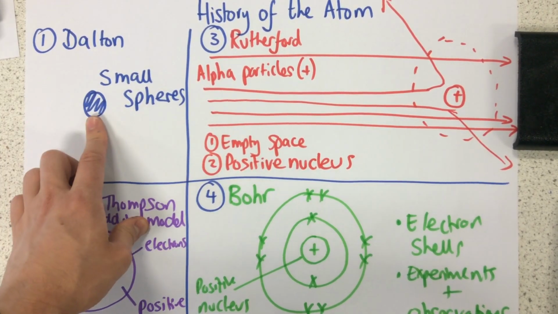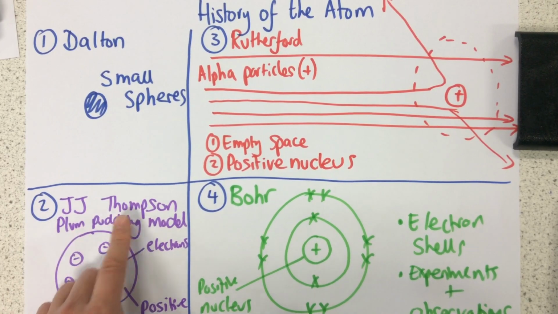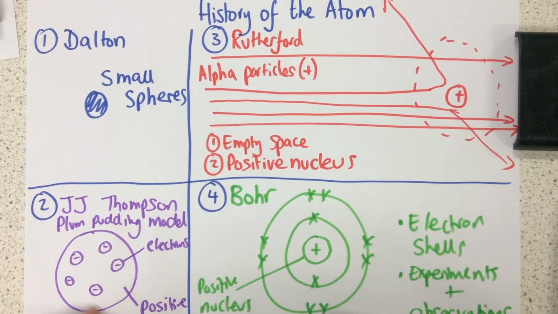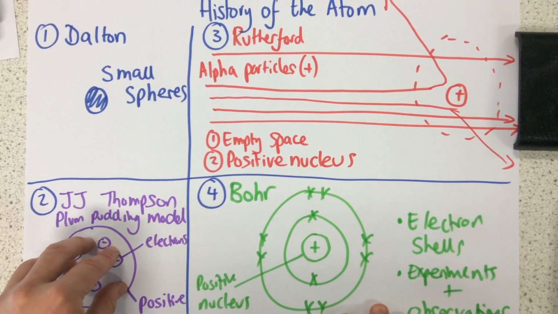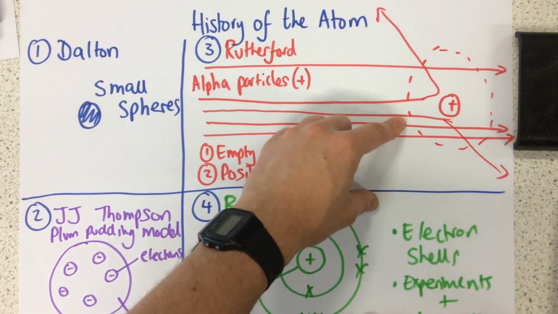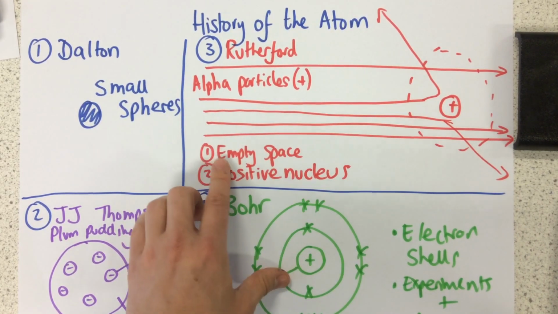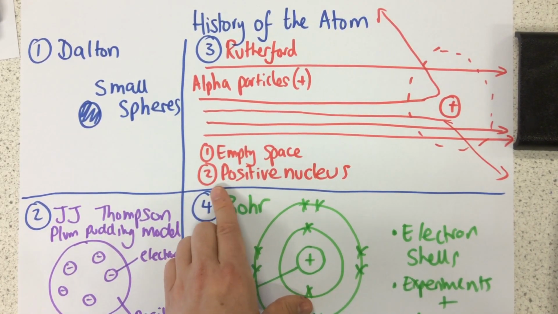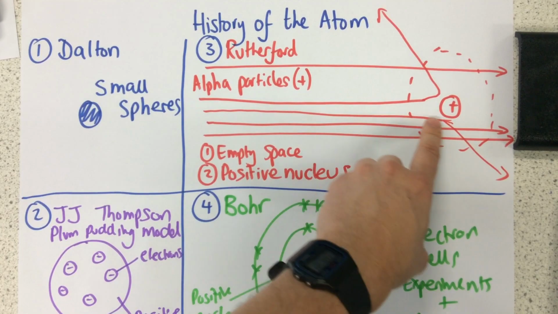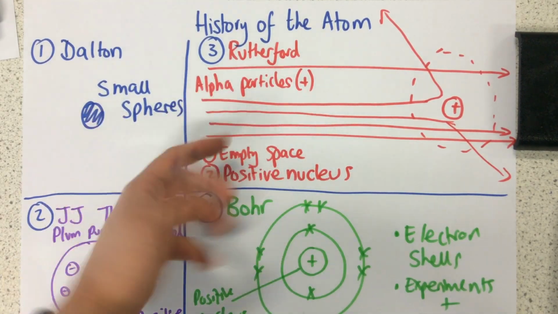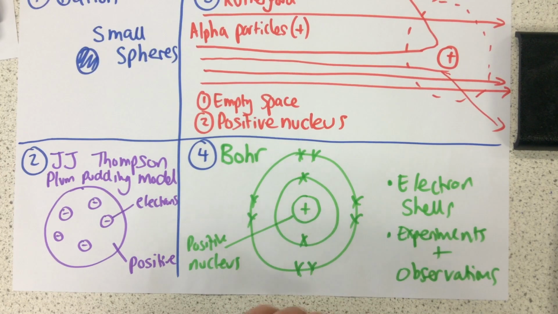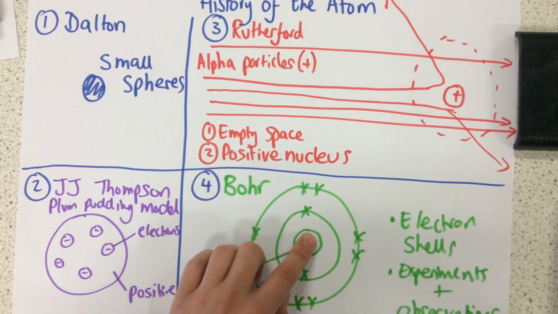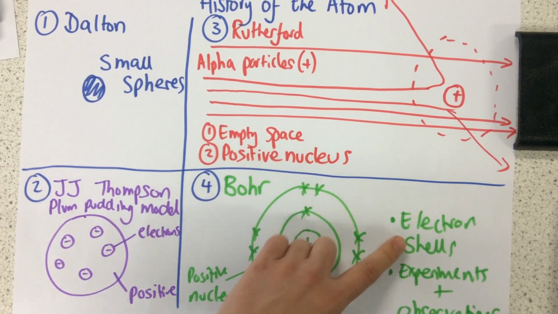Initially, Dalton thought that atoms were just small spheres. J.J. Thomson said it was more like a plum pudding model with a big positive charge with electrons dotted throughout like plums in a pudding. Rutherford fired alpha particles to find that most of the atom was empty space, and that because some particles were repelled, it has a positive nucleus. And finally, Bohr came along, did some experiments and observations to find out that an atom has a positive nucleus and electron shells where the electrons are found.